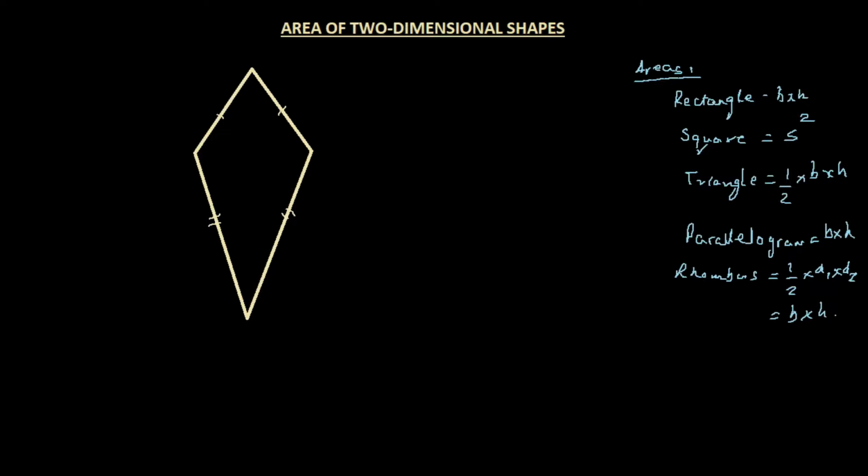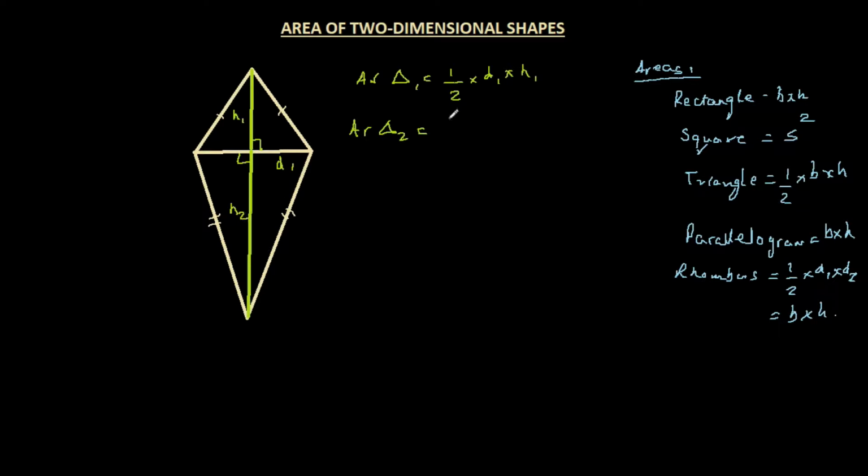So we can just draw a diagonal, which is one of the diagonals, and let that diagonal be called d1. Now to find the area of the triangle on top, we'll need the height for that. So let's drop a perpendicular and let us call the height h1. So the area of the triangle on top, or area of triangle 1, will be half times d1 times h1. And similarly, to find the area of triangle 2, we need to drop a perpendicular from the opposite vertex. Let that be called h2. So the area of this triangle would be half times the base, which is d1, times the height, which in this case is h2.